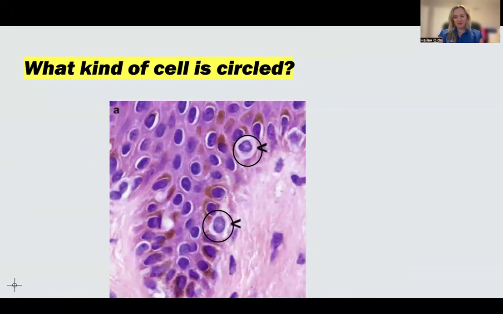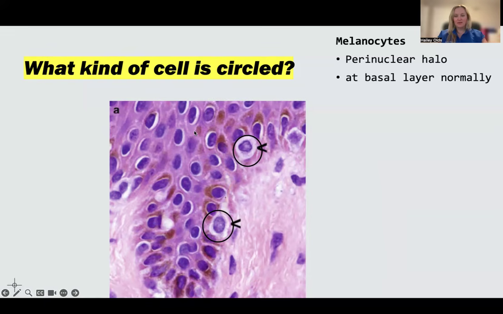Okay, now we're out of the white blood cell category and more into skin cell category. So what are these ones that are circled? This is the basal cell layer, and then here's the dermis. These are not every cell. They're kind of like one every five cells, and they have perinuclear clearing. So these ones are melanocytes, and they're normally at the basal layer. There's a big misconception that they're the ones that are brown, but if you remember, they're making the melanin and then passing it off to the keratinocytes.